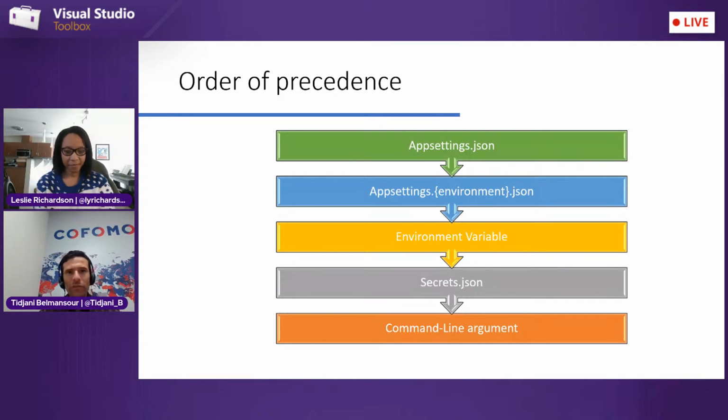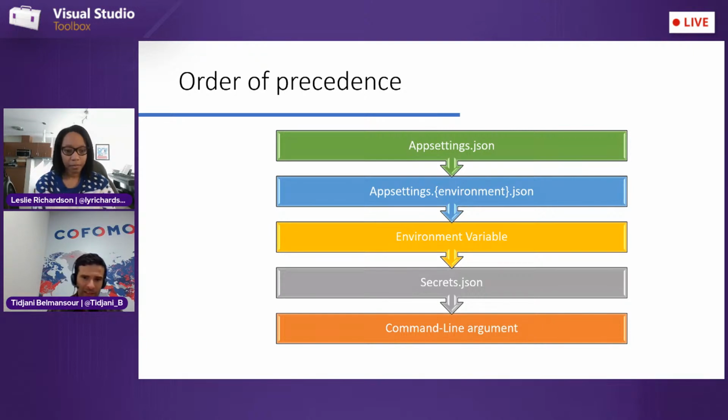Well, there is an order of precedence that will be applied in order to use the appropriate version of your secret. Let's give a concrete example. You define your connection string, and let's consider the connection string to be sensitive information, in both your secret.json file and your appsettings.json file. Which one will be picked by your application? Well, it's the one in the secret.json.